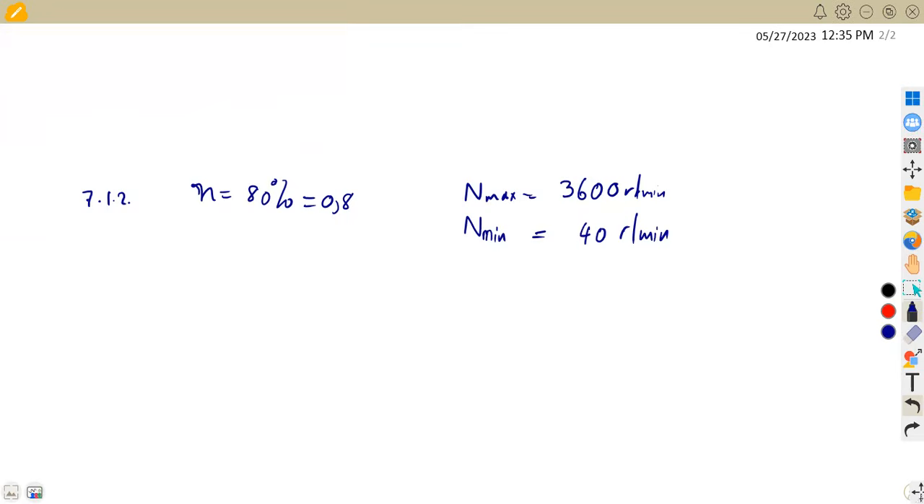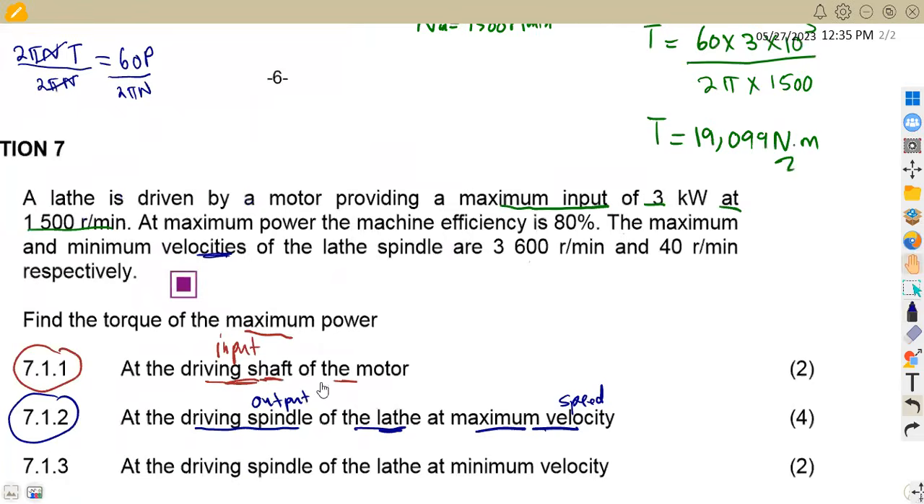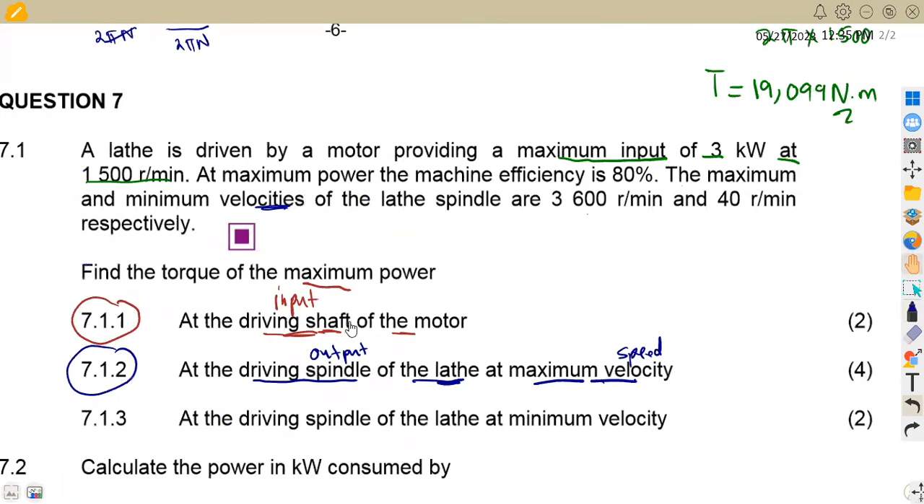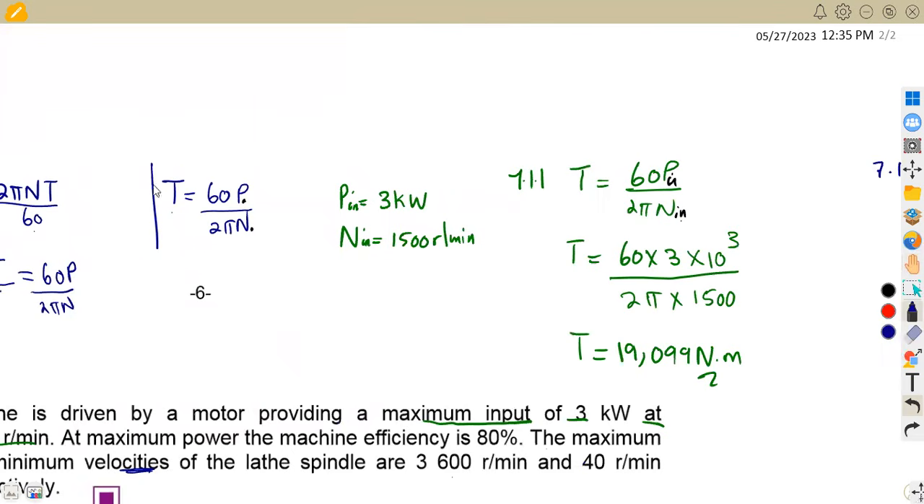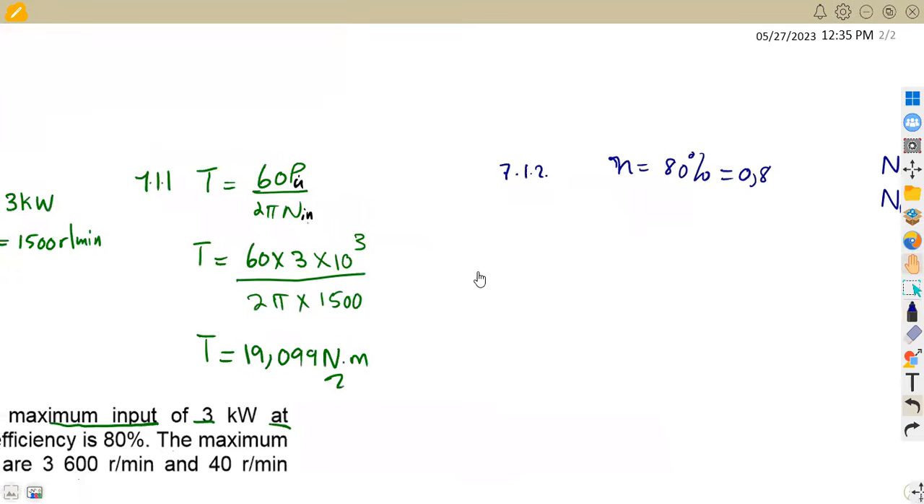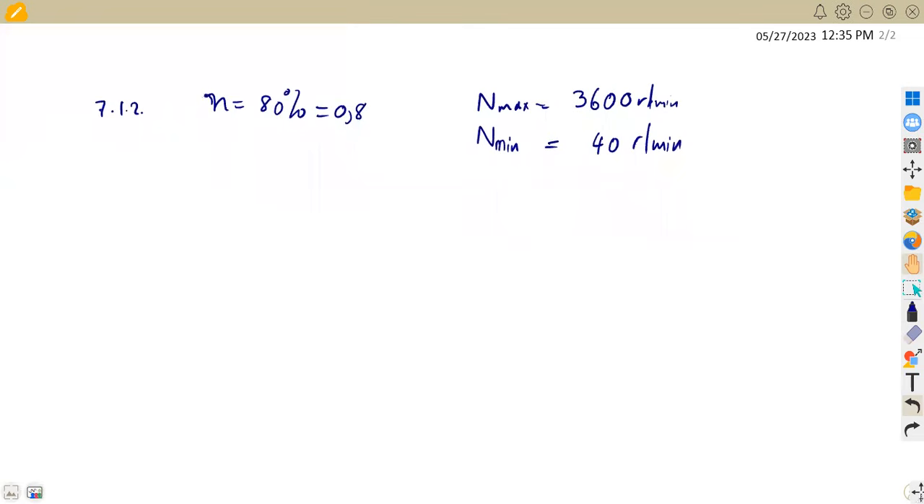And from the input power that we had, because remember this time we said we are working at the output, meaning we are going to use the formula for output. This formula is not going to change. We are going to use this formula, but what is going to change is this P and this N. Remember, from this formula, our torque can be given as T = 60P over 2πN.